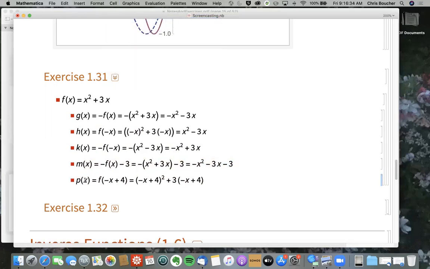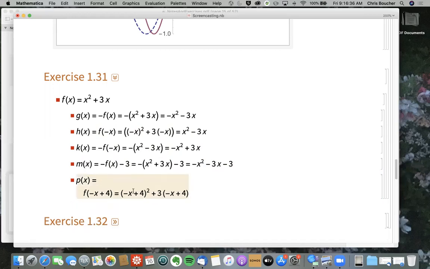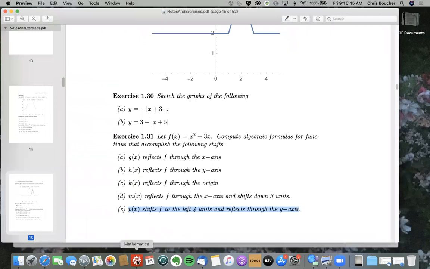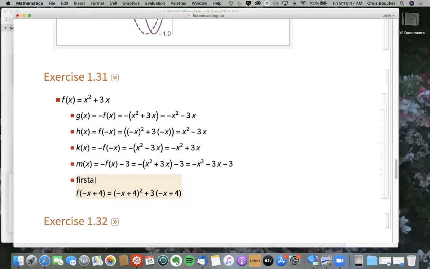So here, actually, let's take our time here. Right, the first thing that I want to do is this left shift. The left shift is accomplished by doing f of x plus 4. A little nicer, f of x plus 4. So that's just the left shift.